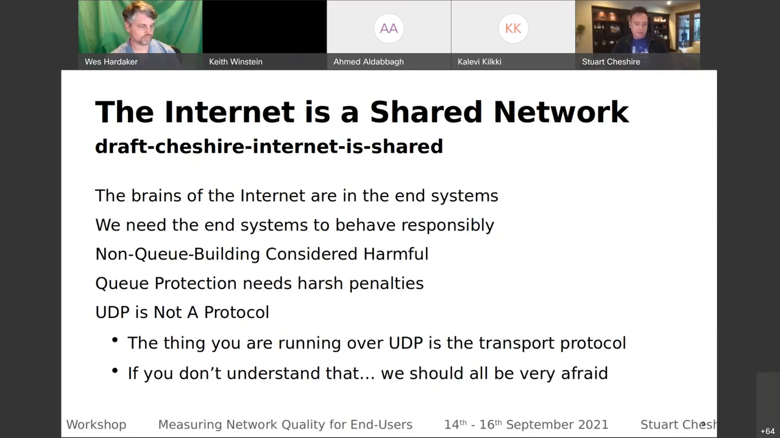In my document I mentioned some other things which I won't talk about now, but in the spirit of SIGCOMM outrageous opinions, I have severe reservations about non-queue building flows as a concept. And UDP is not a transport protocol. So if you're using that and you don't understand that, we should be worried about the damage you're going to do to the internet. Thank you.